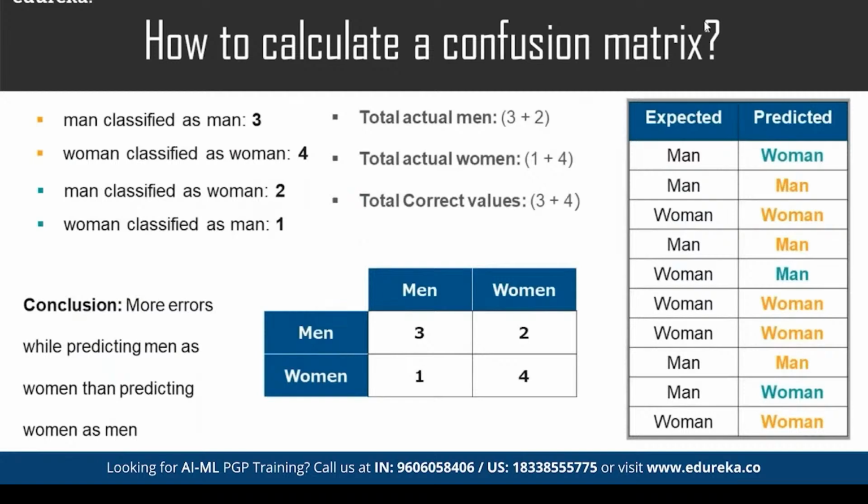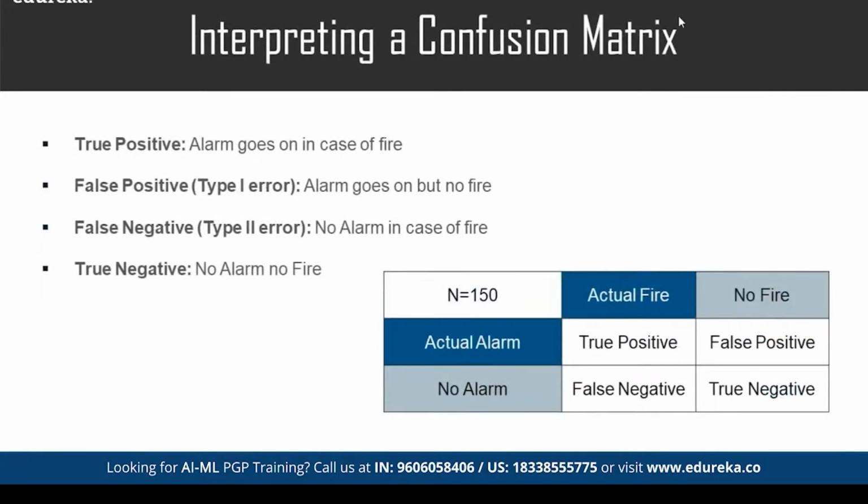Moving ahead, how we go about calculating it is again mathematical. We use true positive, false positive, true negative, and false negative, and this is how we get the errors. As per this example, whenever a man is classified as a man, it is 3. That is a value we are giving just for the sake of the example. As per these values, the conclusion is that there are more errors in predicting men as women than predicting women as men. It's just an example, so let's not consider it much now. All you need to know is what the confusion matrix is and how we interpret it and comprehend it like this.